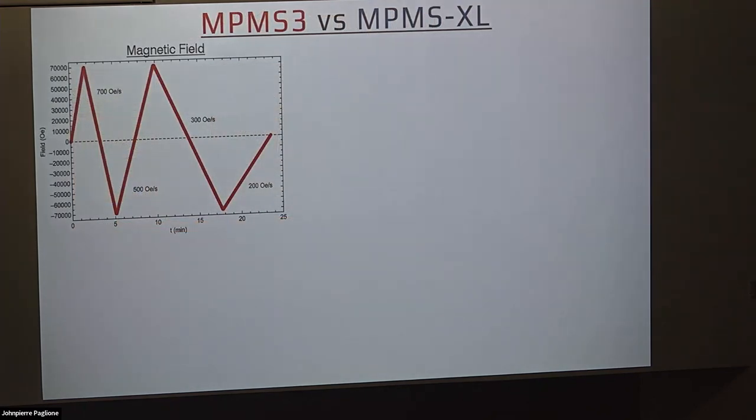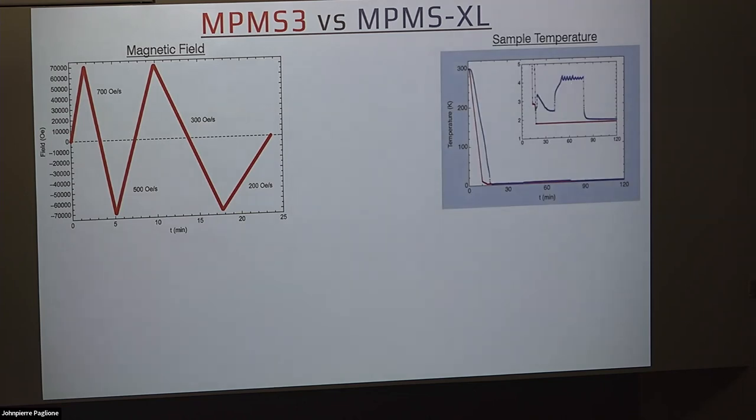So why the MPMS-3 compared to the older generation? The key word here is speed. This thing is a Ferrari compared to the old system. You can now ramp the magnetic field up to 700 Oersted per second. That doesn't mean you should measure while ramping the field that fast, right? Just like if you have a Ferrari, you need to know how to drive it. We've all seen YouTube videos of somebody with a Ferrari. They either end up in a ditch or wrapped around a tree. So that's why I'm here, to teach you how to drive your Ferrari.